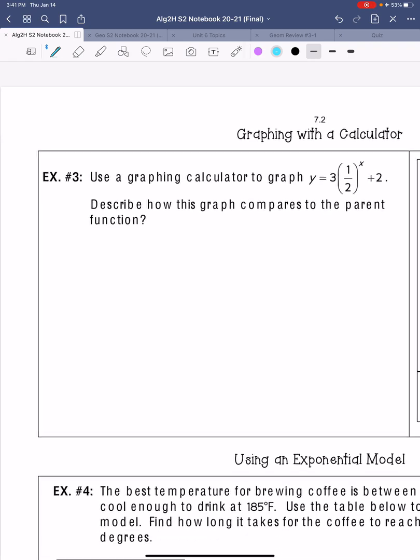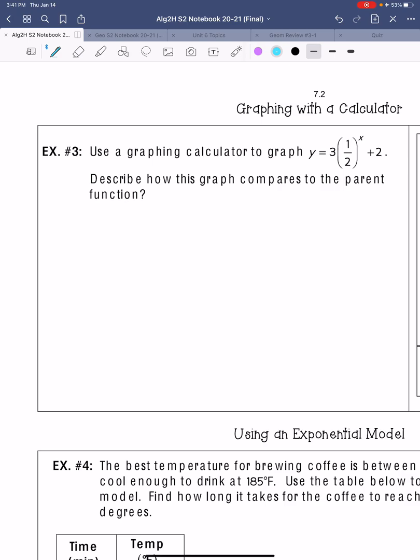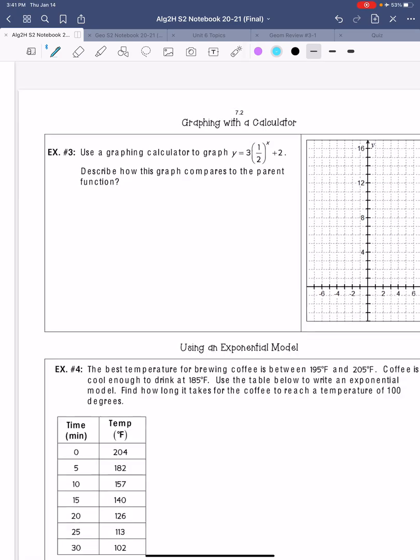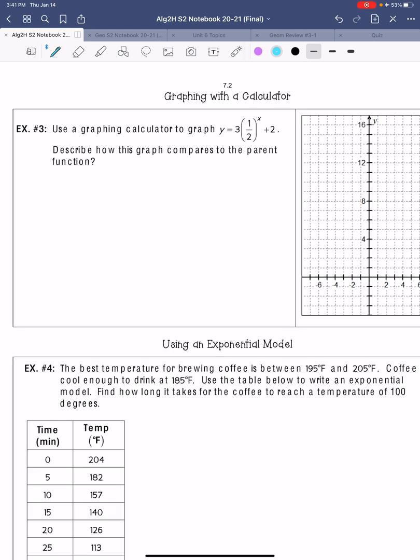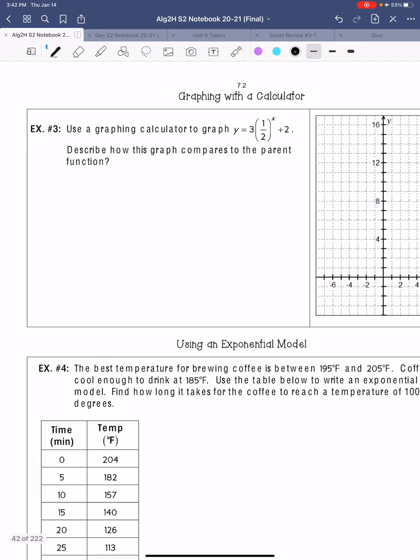Using a graphing calculator. We don't need a graphing calculator for this. We're going to do this by hand. We definitely don't need a graphing calculator. So, we're going to graph y equals 3 times (1/2) to the x power plus 2. Describe how this graph compares to the parent function. This is actually all the things I want to answer on this one. So, just copy this down for right now.